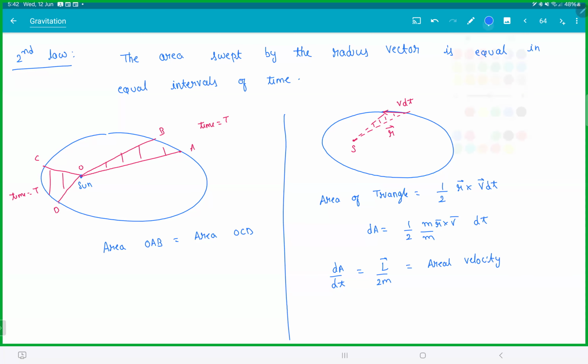And we can see here, torque about the sun is zero. Therefore, angular momentum about the sun is constant. Therefore, dA by dt is constant. That means you cover equal areas in equal window of time. So second law is nothing but another form of law of conservation of angular momentum.